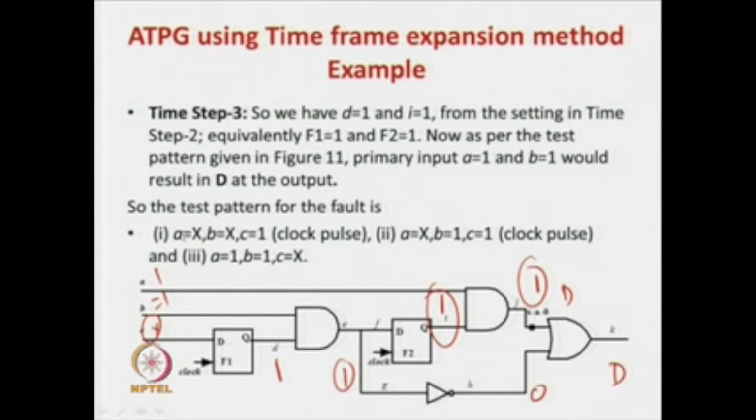So 3 clock periods. First you apply C equal to 1, which sets this as 1. In the second clock pulse you apply B equal to 1 and C equal to 1, so you set this one. And in the third clock pulse you apply B equal to 1, A equal to 1, C do not care, and you do the testing. So that is what we have done.